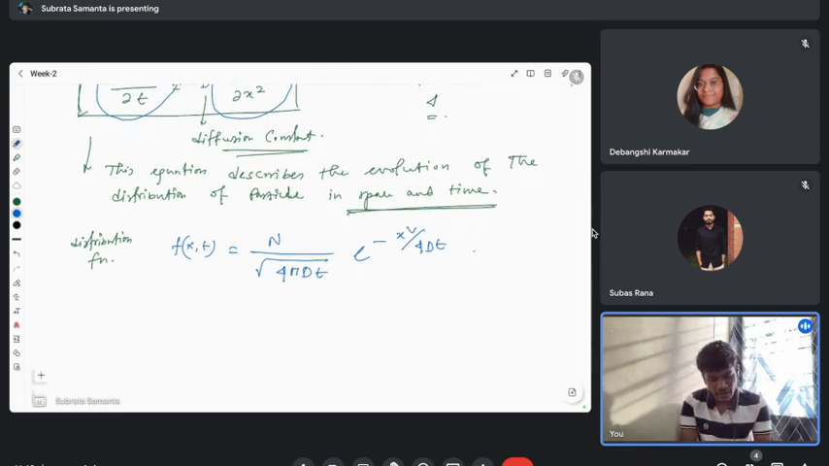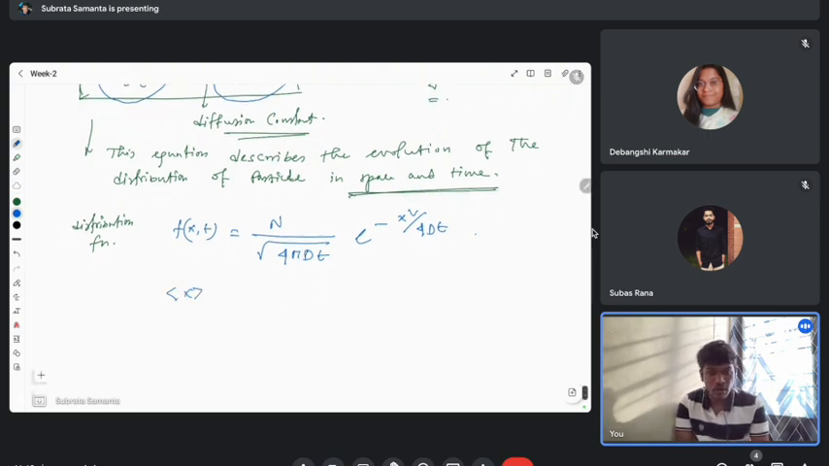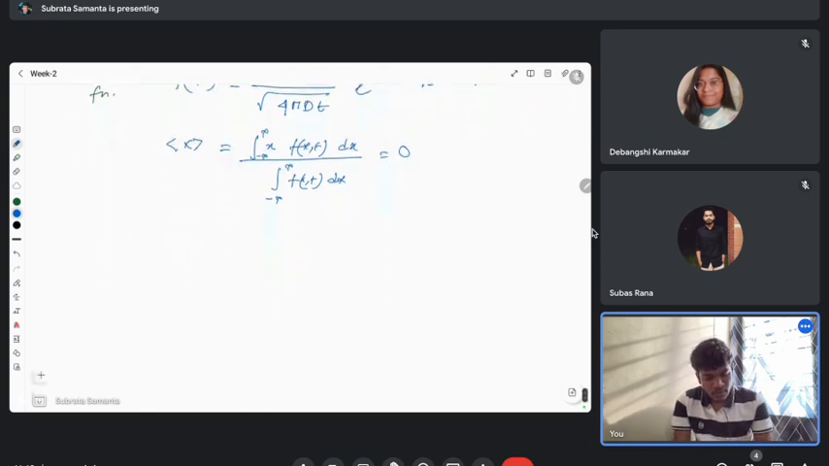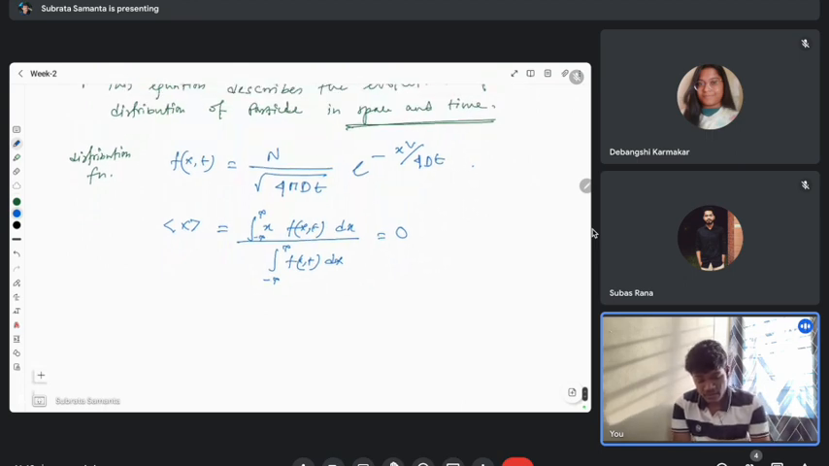Then we can calculate x average. Once we know the distribution function, we can calculate the average of x, which is the integral of x f of x, t dx, divided by the normalization N. Normalizing means integrating f of x, t dx over the whole range, minus infinity to infinity. We get 0, because f of x, t is an even function of x and x is an odd function, so even times odd over the full range, minus infinity to infinity, gives 0.